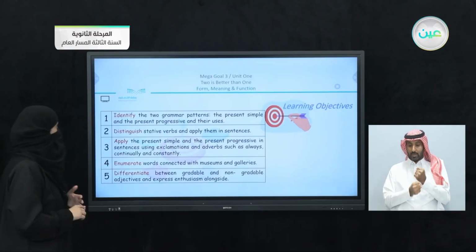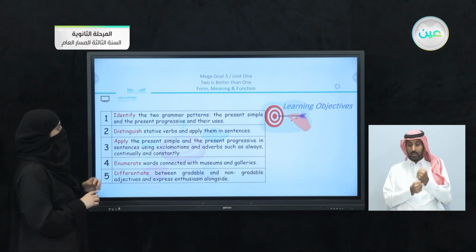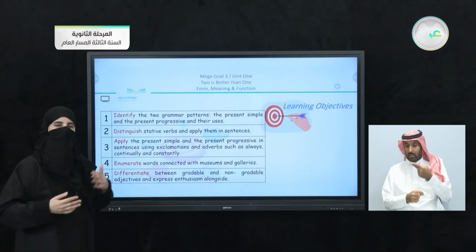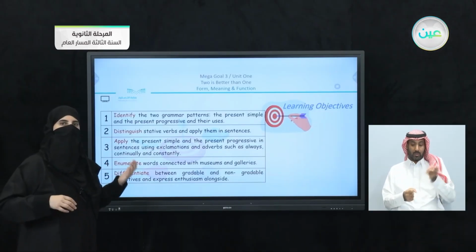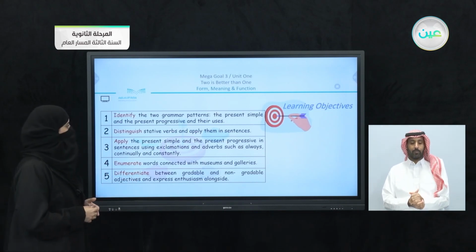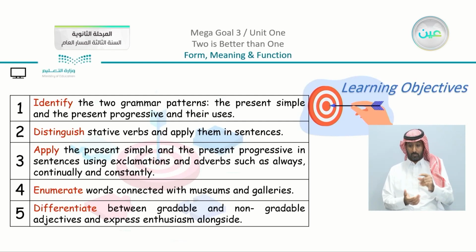Our objectives in the lesson are to identify the two grammar patterns, the present simple and the present progressive, and their uses; distinguish stative verbs and apply them to sentences; and apply the present simple and the present progressive in sentences using exclamations and adverbs. So when we said that I have here or always, what are these words? We call them exclamations or adverbs. Now we're going to go back to them, such as continually and constantly.